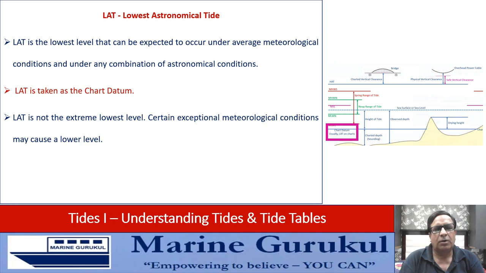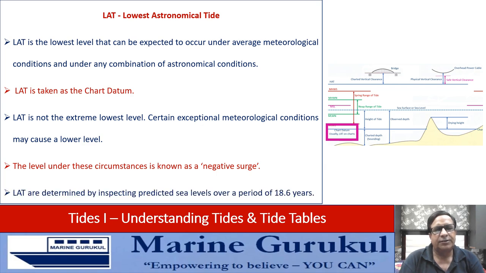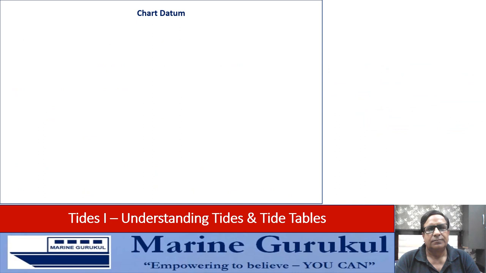LAT is not the extreme lowest level. Certain exceptional meteorological conditions may cause the level to go below LAT. The level under these circumstances is referred to as negative surge. LAT is determined by inspecting predicted sea levels over an 18.6 year cycle.